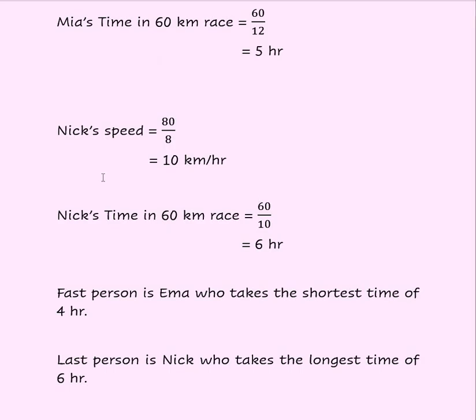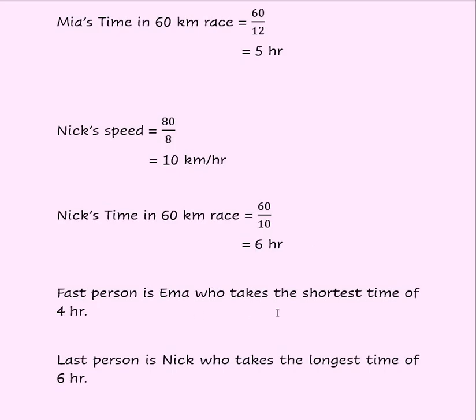Similarly, Nick's speed equals the distance traveled by Nick divided by the time taken, which gives us 80 divided by 8 equals 10 km per hour. And Nick's time in the 60 km race will be 60 divided by Nick's speed, which is 10 km per hour, which gives us 6 hours.